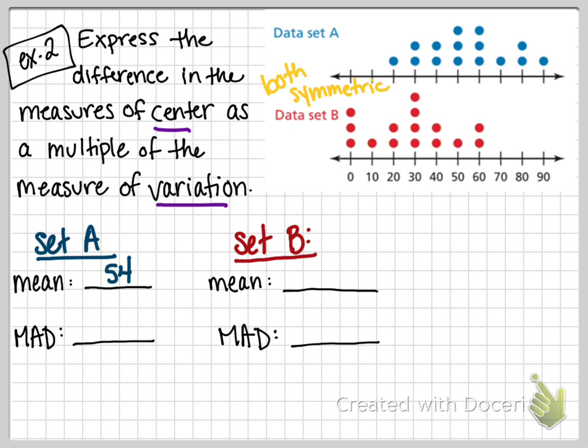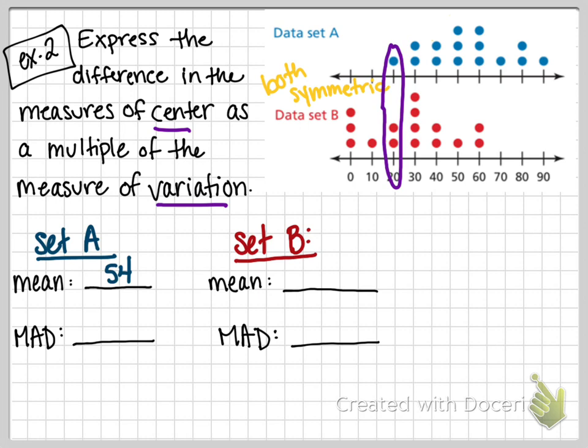And we'll find the mean absolute deviation. So remember, the mean absolute deviation tells us how far each of the data points is away from the mean. Like for this first piece of data, this is at 20 in set A. 20 to 54 is 34 places, right? 20, 30, 40, 50. So that's 34 away from the mean.